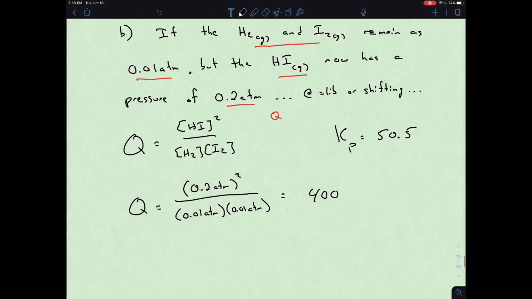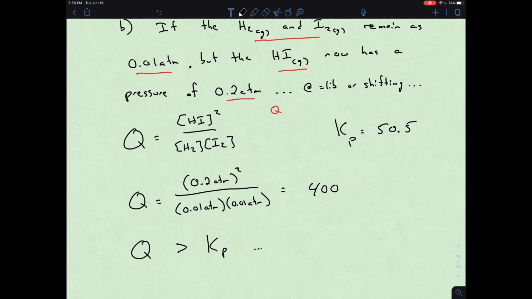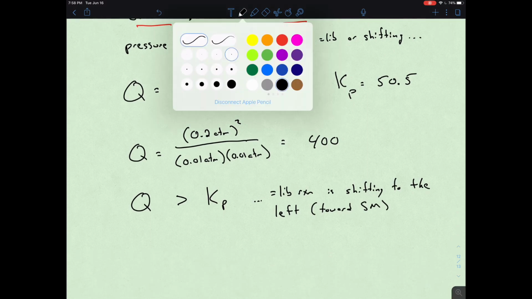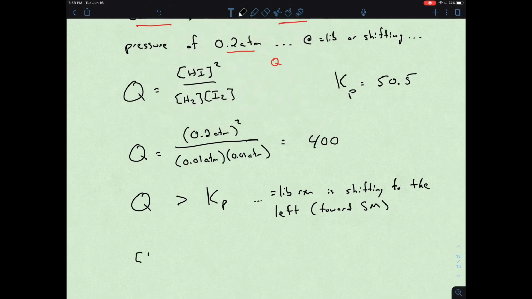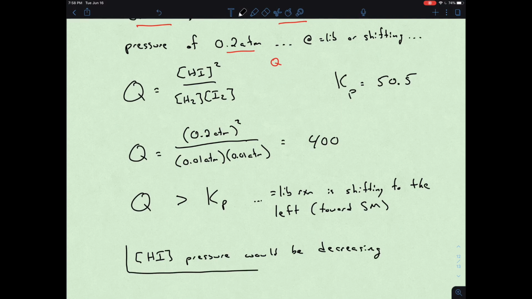So now we find the actual opposite scenario, that Q is now greater than Kp, and so that means our equilibrium is shifting now to the left, or towards our starting material. So in this case, our HI pressure would be decreasing as a result.